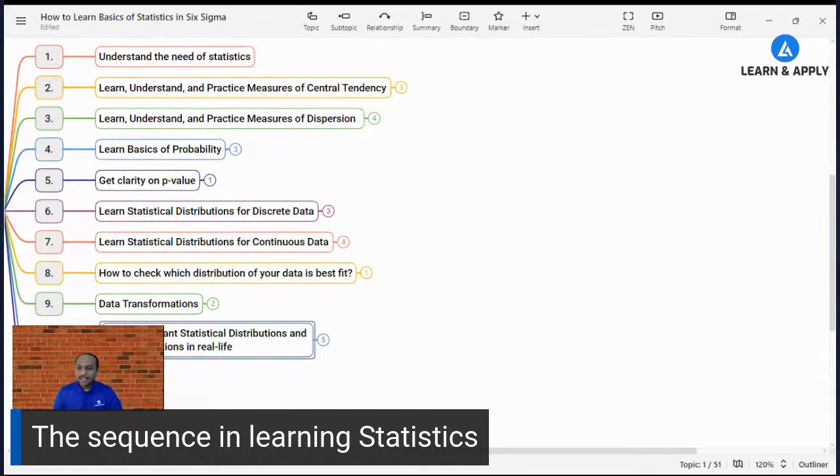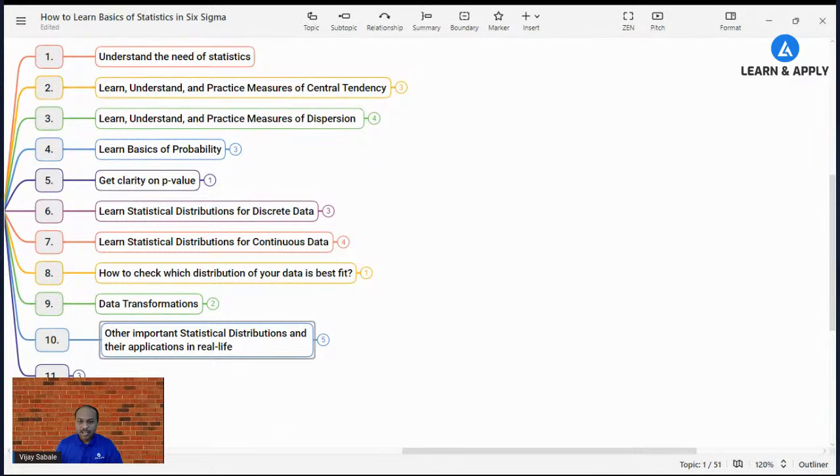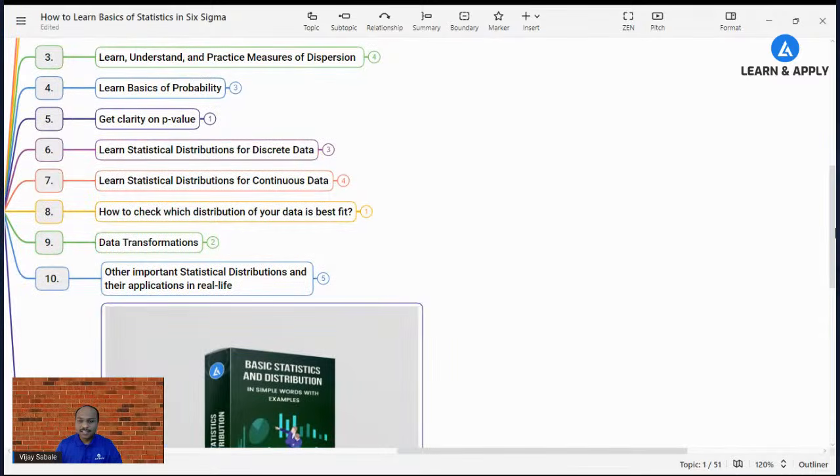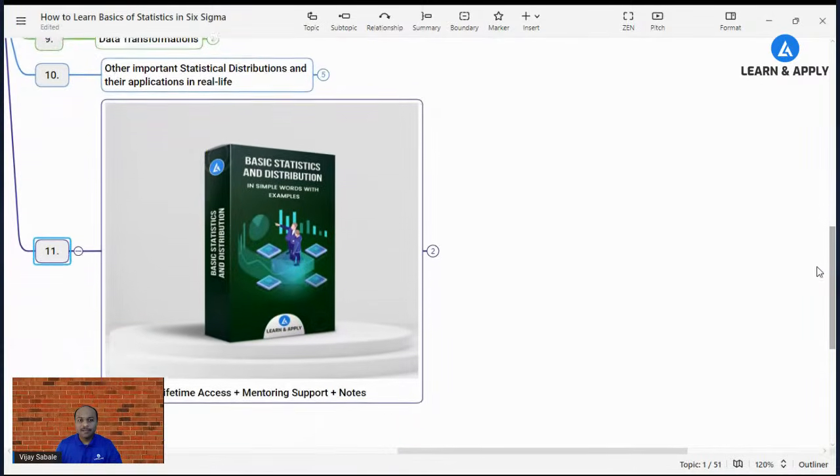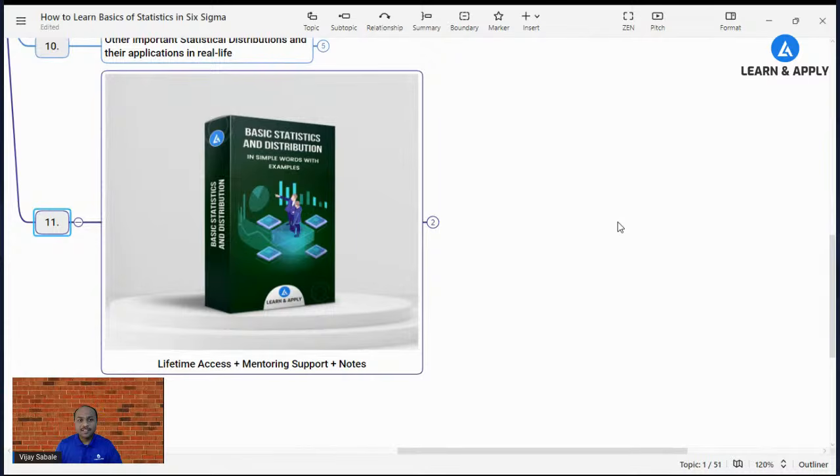So this is the second point that I was discussing with you: the sequence in learning statistics. Now, the last point I want to share with you: if you want to learn statistics in the most effective and practical way, I have created this entire content in the same sequence that we have seen in this program, up to these 10 points, in this course. This is a course with lifetime access, mentoring support, as well as notes. And that will give you complete clarity about the basics of statistics. We can implement that in real life.